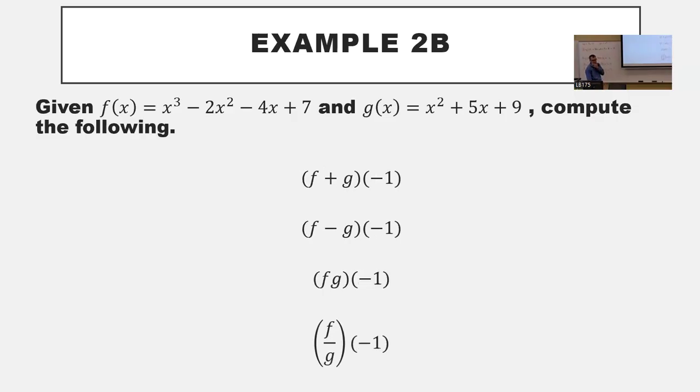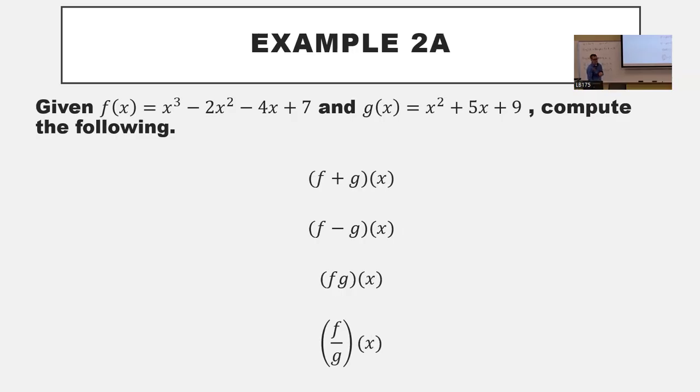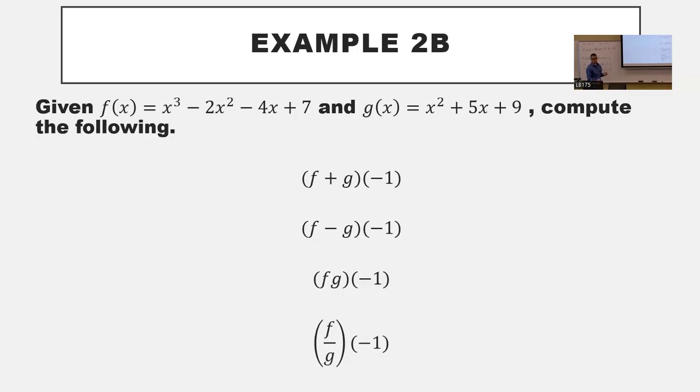So here's what I'm going to ask you to do. I'm going to ask you to find the specifics for f plus g of -1, f minus g of -1, f times g of -1, f divided by g of -1 for these two functions. And then do the general version and see which one's easier. Makes sense? Same two functions on both pages. So that's example 2 and 2b.